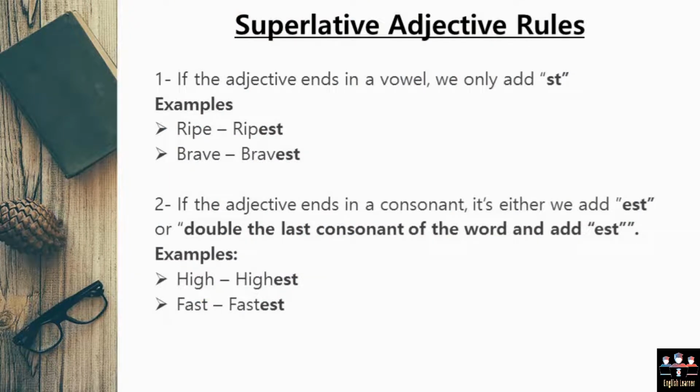Number 1. If the adjective ends in a vowel, we simply have to add "st". For example, ripe. We simply add "st" at the end of it. It will be ripest. Next is brave. It will become bravest by adding "st" at the end. Number 2 rule. If the adjective ends in a consonant, we either add "est" or double the last consonant of the word and add "est". For example, high, highest; fast, fastest.